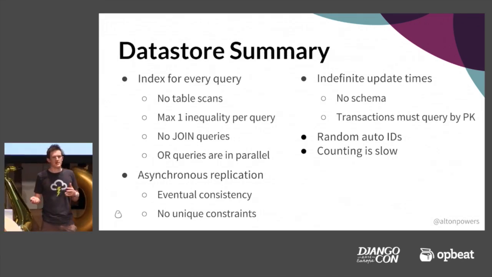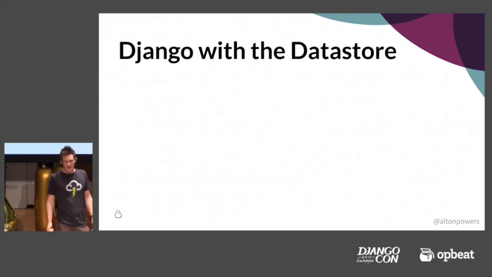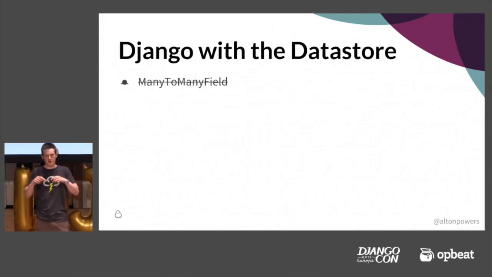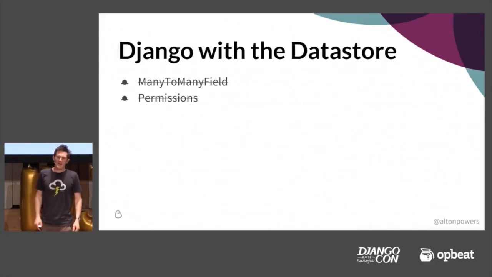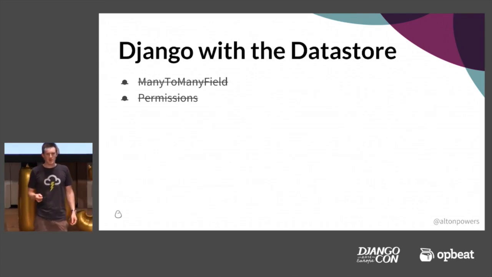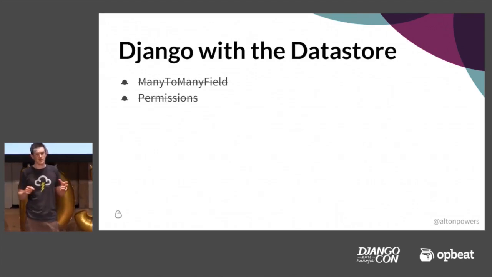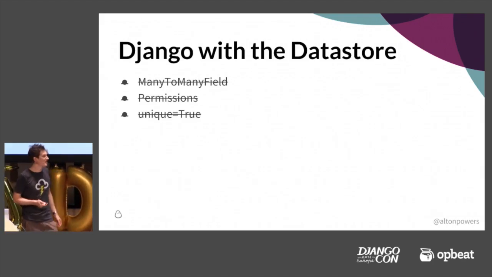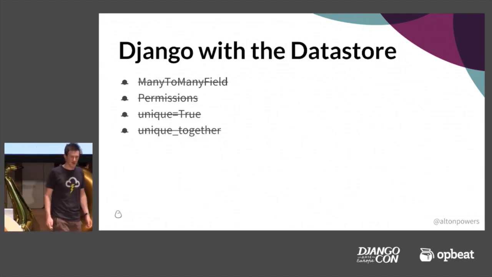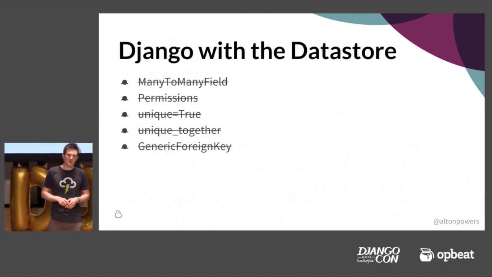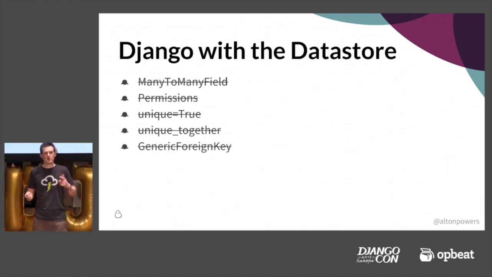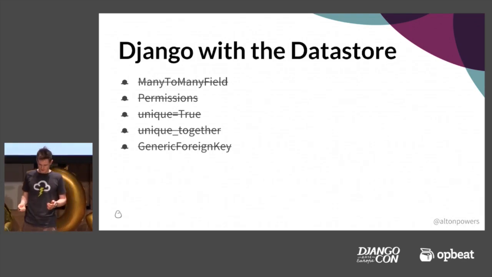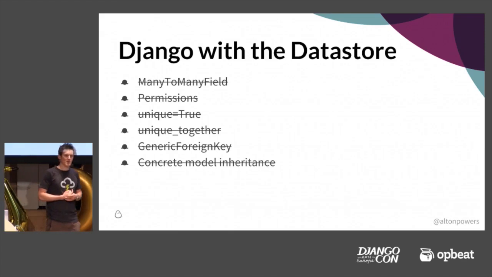So how would that look if we tried to make Django work with it? Well, we can't have joins, so we can't have many-to-many fields, because Django needs to have a through table and join the tables together. And that means we can't have Django's permission system, because permissions rely on the many-to-many field for relationships between users, permissions, and groups. We can't have unique on a field, and we can't have unique together on a combination of fields. Generic foreign key would be fine, but it relies on the content types, and it then does joins on the content types and other tables, so we can't have that either. And we can't have concrete model inheritance.